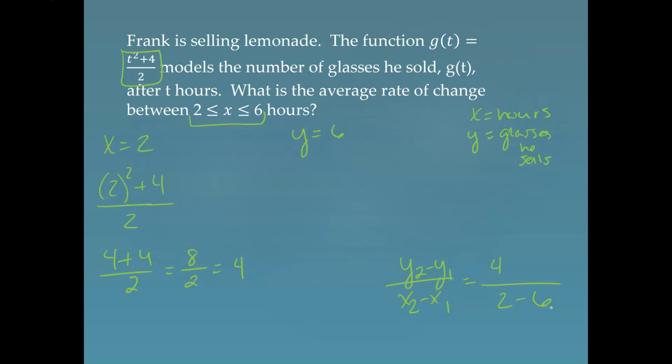Okay? Now let's plug 6 in. 6 squared plus 4 over 2. 6 squared is 36. 36 plus 4 is 40. 40 divided by 2 is 20. Okay? So 4 minus 20 is going to be negative 16. 2 minus 6 is going to be negative 4. Negative 16 divided by negative 4 is 4. So he can sell 4 glasses per hour.